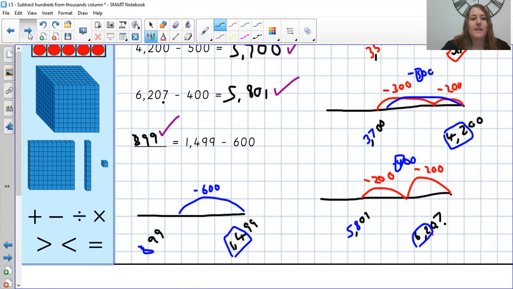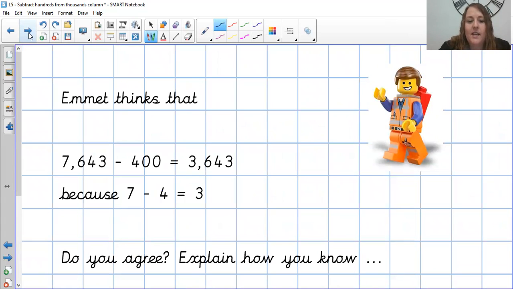Okay, problem then today. Emmett thinks that 7,643 take away 400 is 3,643 because 7 take away 4 is 3. Do you agree, and explain how you know? So we know our pattern that we've been looking at. The same digits are in the tens and the ones column, and that is in fact the same here. So maybe he is right.